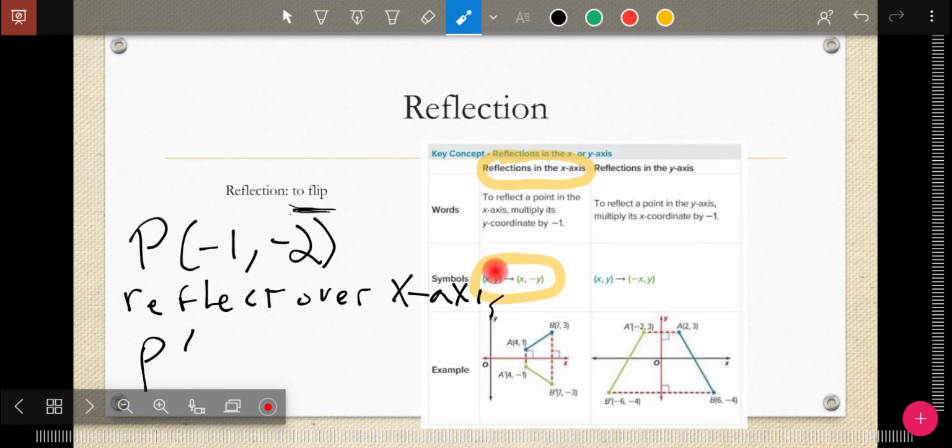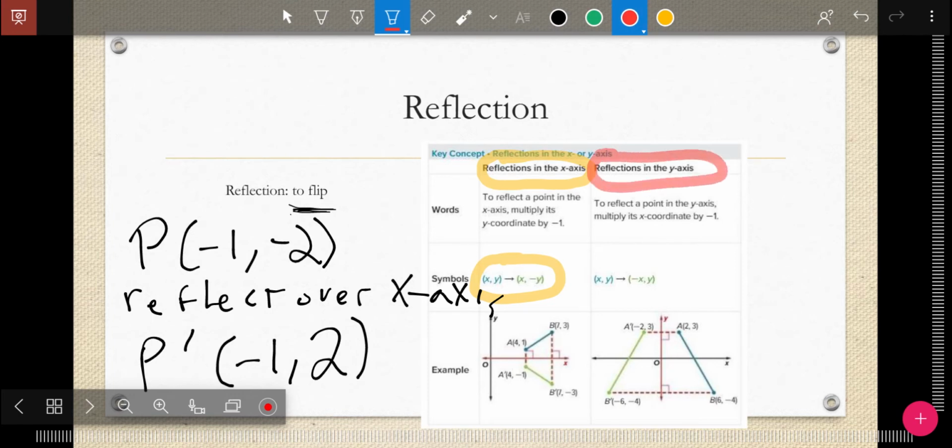Now it says the rule is x stays x, but y becomes opposite. And so -1 stays -1, but -2 becomes +2. And so that is how I read and use these rules. And once you get used to it, these rules are going to be super helpful. And so that's why you should have them in your notes. And then we have reflection in the y-axis. Reflection in the y-axis uses this rule right here. (x, y) becomes (opposite x, y). Again, this becomes a lot easier if I have these rules down in my notes. And so make sure you do.